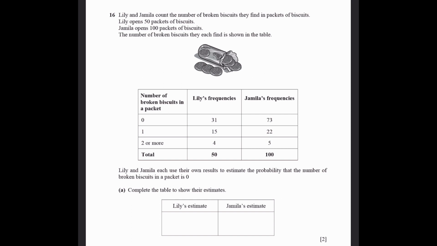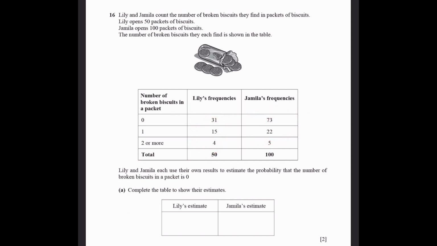Question 16. Lily and Jamila count the number of broken biscuits they find in packets of biscuits. Lily opens 50 packets and Jamila opens 100 packets. Number of broken biscuits they each find is shown in the table. Number of broken biscuits in the packet is 0, 1, and 2 or more. Lily's frequencies are given here and Jamila's are over here.